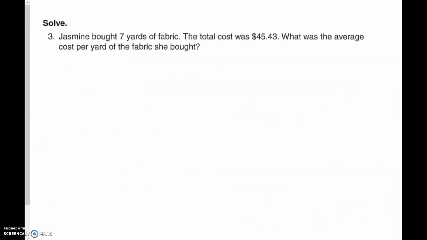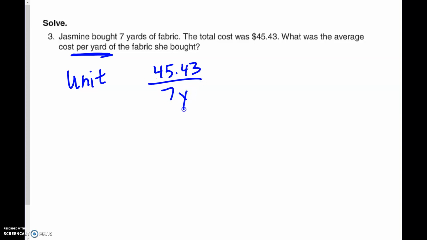All right, question number 3. Jasmine bought 7 yards of fabric. The total cost was $45.43. What was the average cost per yard? So that means it's looking for a unit rate. So instead of being $45.43 for 7 yards, we want to know what 1 is. So we're going to divide that out. So just grab your calculator and divide those two numbers, and we get $6.49 per yard.